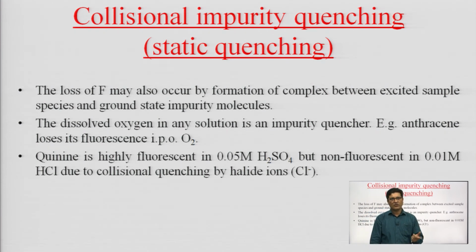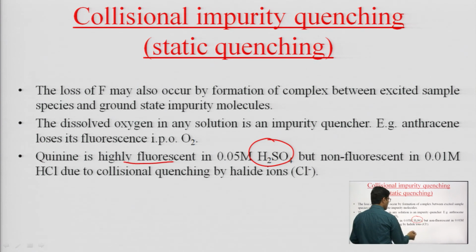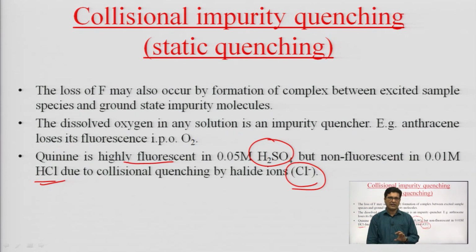Another example is quinine sulfate. Quinine in acidic solution is a fluorescent compound, it shows fluorescence, but in neutral or alkaline solutions it generally does not fluoresce. And even in acidic conditions we can compare that in sulfuric acid it shows fluorescence, but in the case of HCl, which has the halide ion, it does not fluoresce. So, halide ions are considered a quencher for quinine.